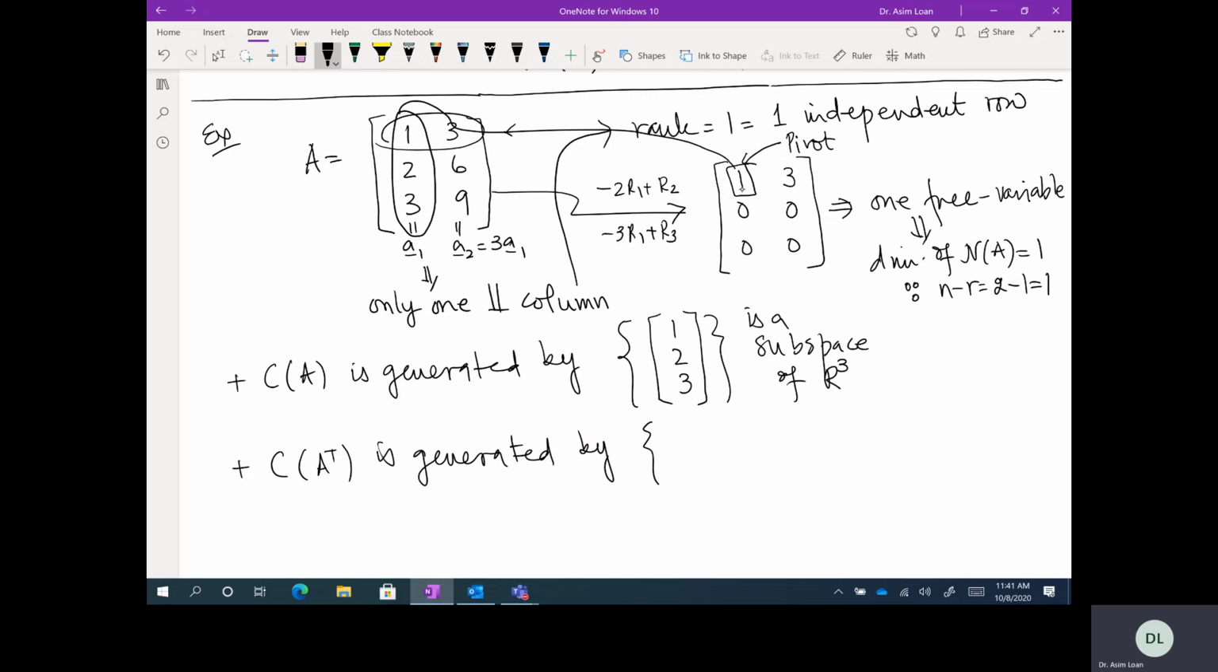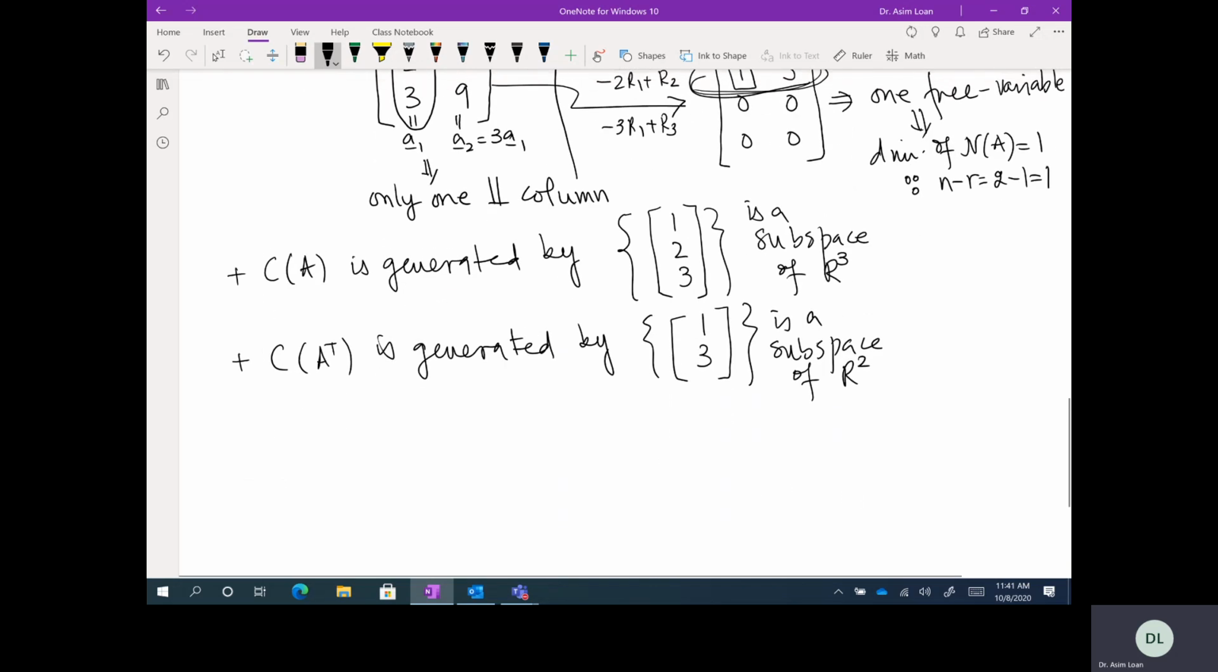Okay, and the row space of A is generated by, so this is the column, so this is the row. So I can simply pick this row because the row space of U or R is the same as the row space of A, because when you do the elementary row operation, the row space is not changed. It's just a combination of the rows that you're doing. So whether you pick this row or the corresponding row in A, which is by the way the same, doesn't make a difference. So this is 1, 3, a subspace of R2. Okay. Obviously, these two are not orthogonal.